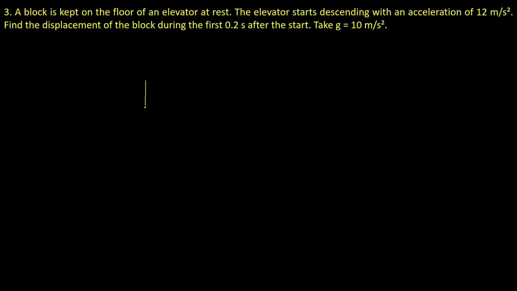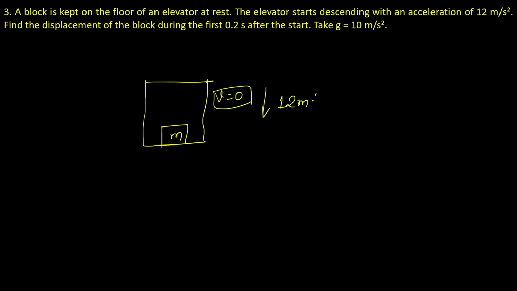The elevator is at rest. Suppose this is the elevator and a block of mass m is kept over here, and the elevator is at rest, that is, its velocity is 0. The elevator starts descending, meaning going down, with an acceleration of 12 meters per second square. Find the displacement of the block during the first 0.2 second after the start, and g is given to be 10 meters per second square.